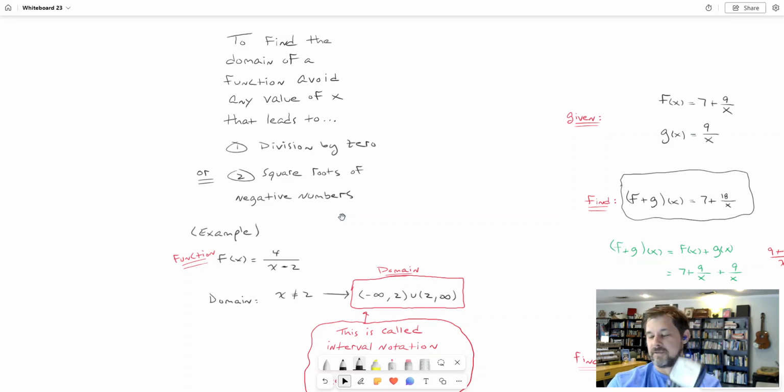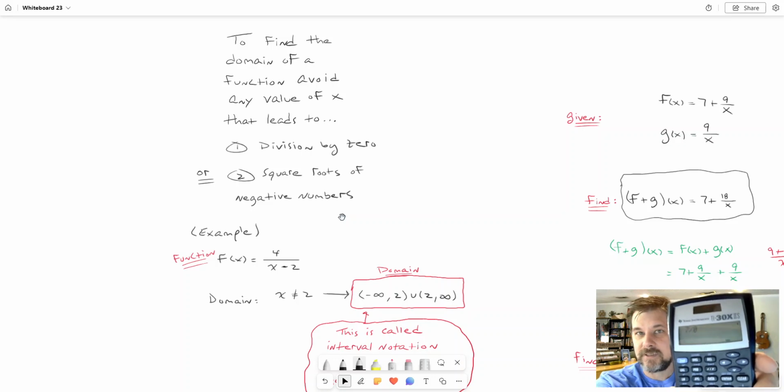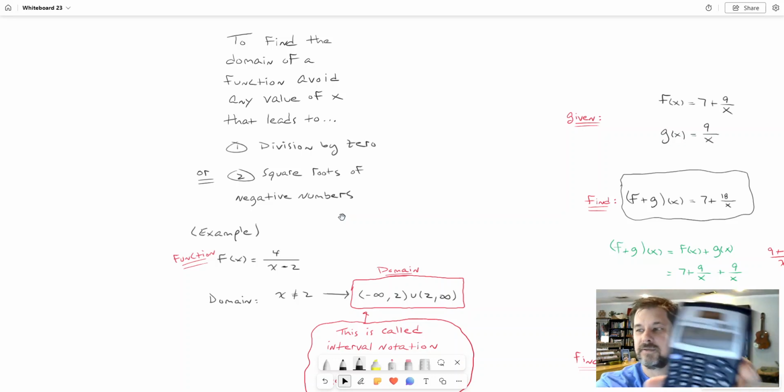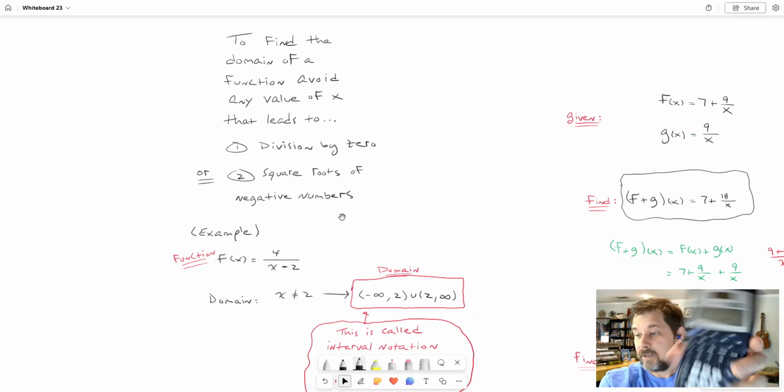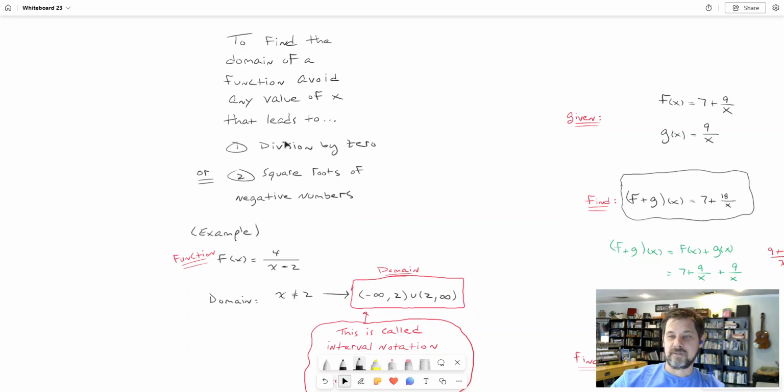Like if I take my calculator and say 7 divided by 0, what's that? Can I divide by 0? I don't get an answer. And that's the whole idea in a function: you put a number into the formula and you get an answer back out. So we want to avoid any value of x, because x is where we plug in our number, that leads to things that we cannot calculate. We want to avoid that.